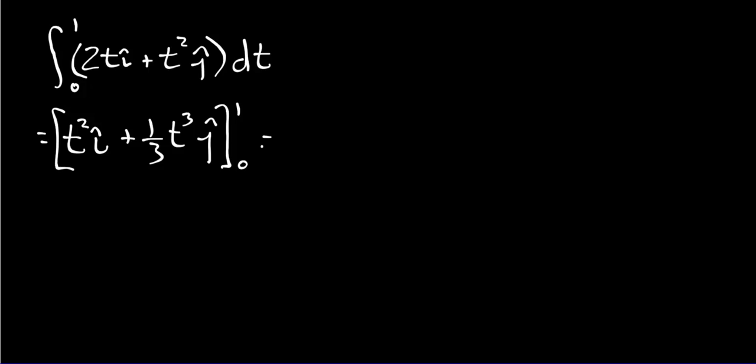So it's just what you would think. You have 1 i plus 1/3 j minus 0. And there you have it. There's your vector. But there is your definite integral after you've integrated. And this is a very simple example. You can see the complexity of this would depend on the type of function that you're working with. Here we just had very simple ones, 2t, t squared. Those are easy.